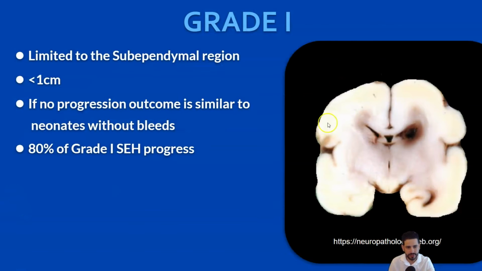So grade 1, here's a gross anatomy view or gross pathology view. You see the blood right here. This is the lateral ventricles, septum pellucidum. So it is limited to the subependymal or germinal matrix region. It's usually less than a centimeter. If no progression, the outcome of this condition is as if they never had a bleed. So grade 1s usually have pretty good outcomes, pretty good prognosis. 80% of grade 1s can progress into higher grades.